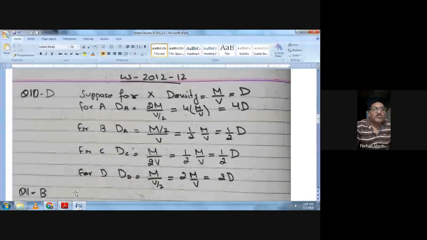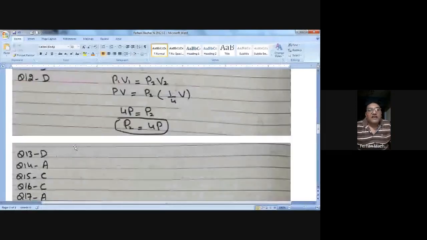Okay, so question number 12, part D, is on your screen. P1 V1 equals P2 V2. When the temperature is constant, this equation is used. Let the pressure be P and the volume be V. Pressure 2 is the question, so I kept this as P2. The volume 2 is 1/4 of the previous volume, so V2 is V by 4. So do the cross multiplication. V is cancelled, so P2 is 4P. So the pressure 2 will be 4 times the original pressure, the previous pressure.